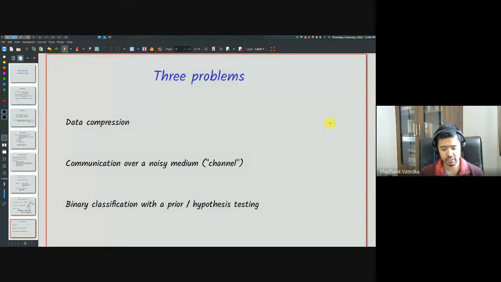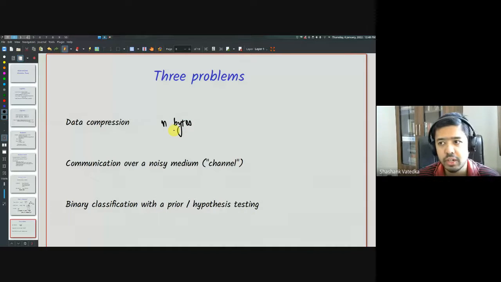So the first is of course data compression, and we'll use data compression to formalize the notion of information content of a system. The data compression problem is the following. Let us say that I have a file which consists of n bytes.